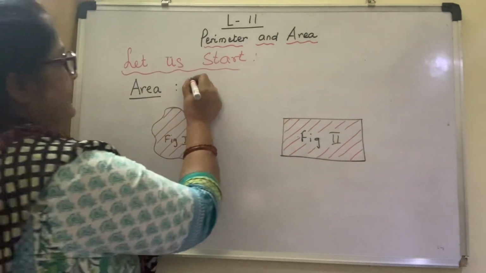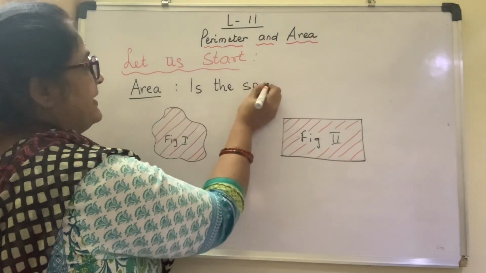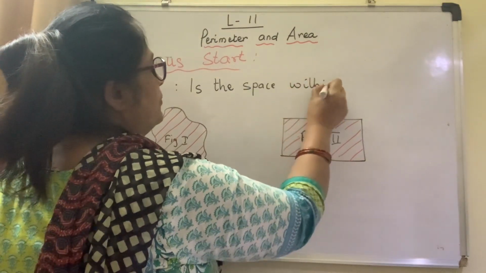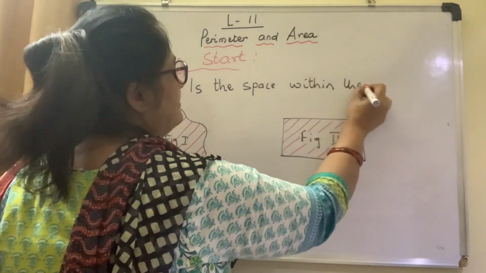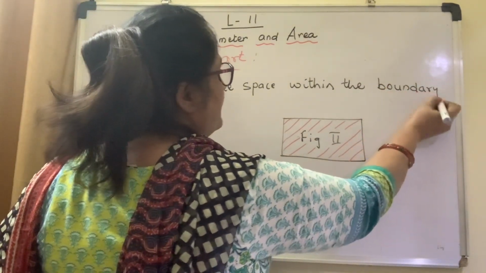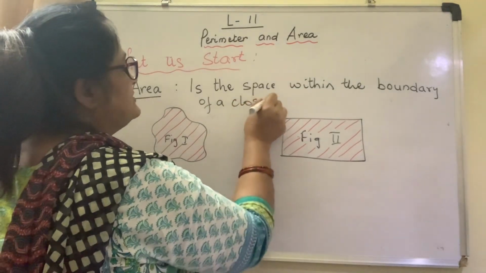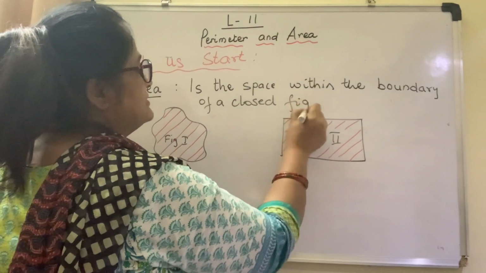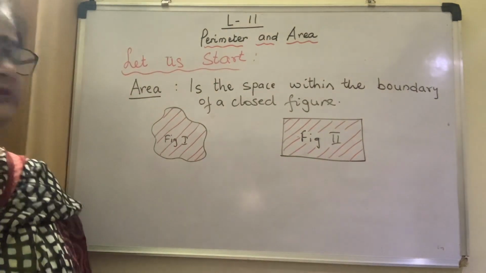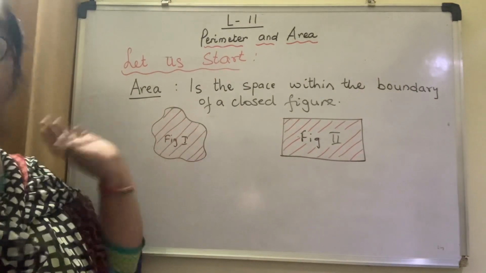Area is the space within the boundary of a closed figure. It is within the boundary of the closed figure. So area is whatever space inside that is the area of that figure.